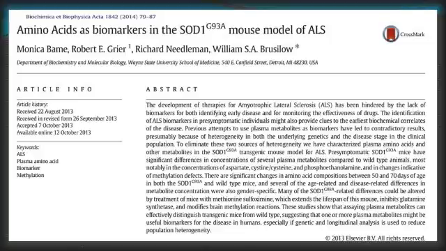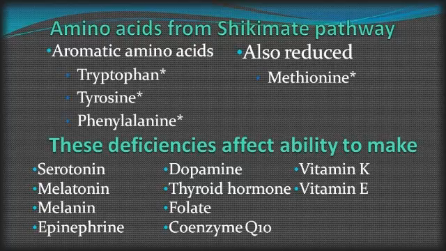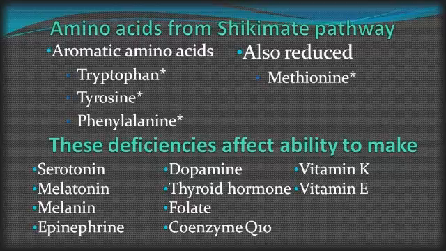ALS patients have an amino acid profile that has shifted to the point that it's been considered a biomarker for ALS. The amino acid shift suggests that the gut microbiota have a compromised shikimate pathway. Now, we don't have this pathway in us, but it is in our gut. The essential amino acids that we get from the shikimate pathway are tryptophan, tyrosine, and phenylalanine. And then methionine is also compromised with the pathway being compromised.